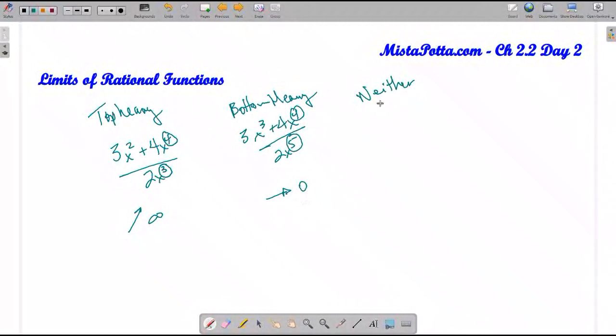And if we had neither, a situation like 3x squared plus 4x to the fourth over 2x to the fourth, if these ended up being the same degree, what I would do is take a ratio of the coefficients and say that my limit tended towards 2 as x went towards infinity.